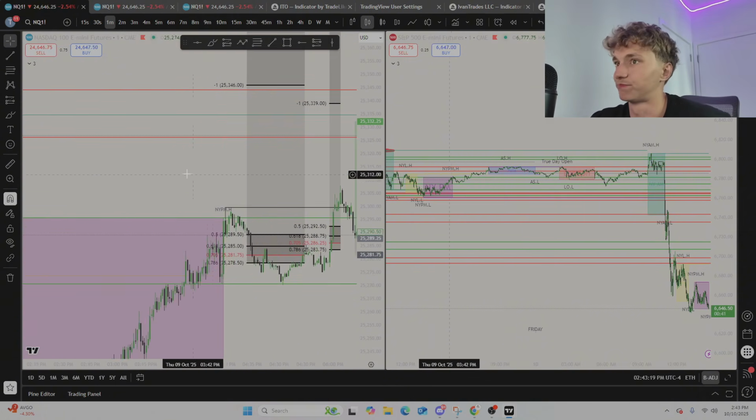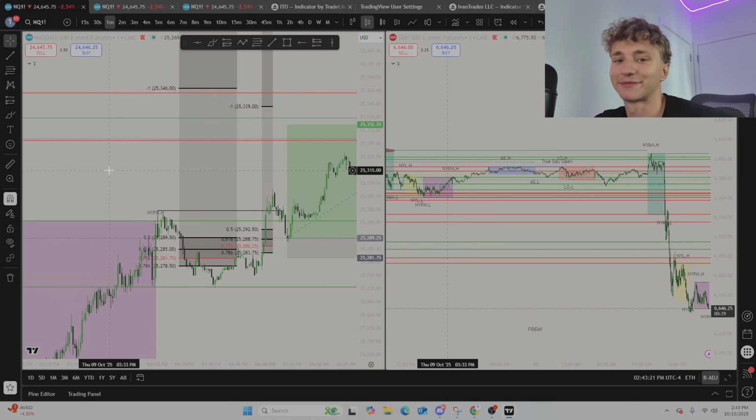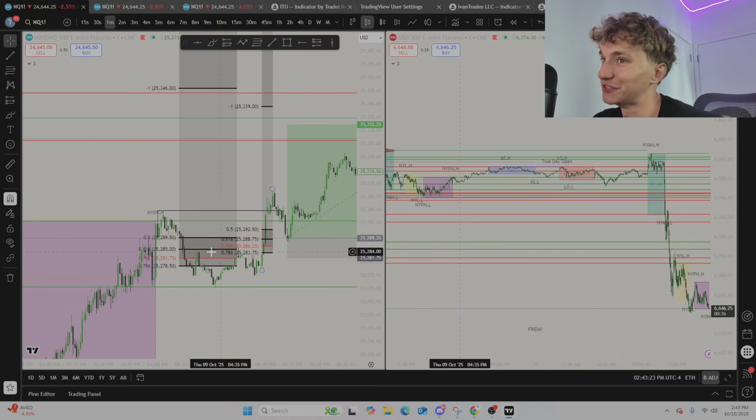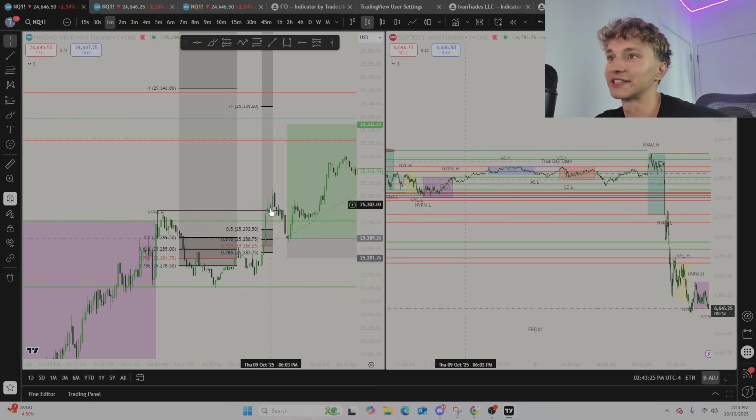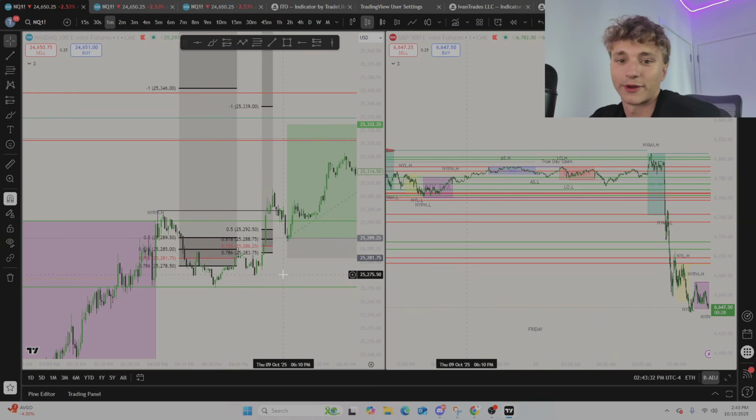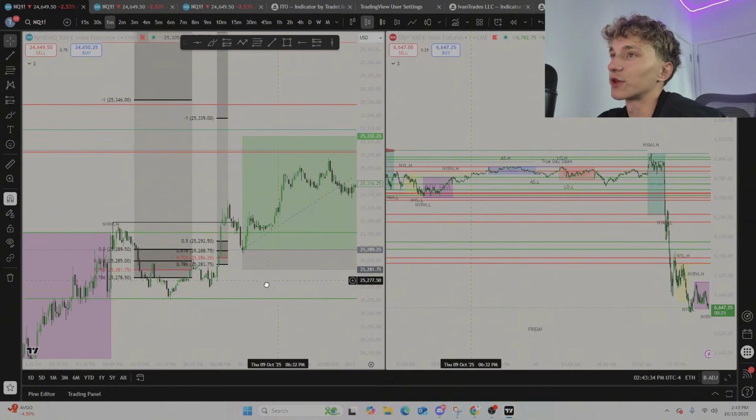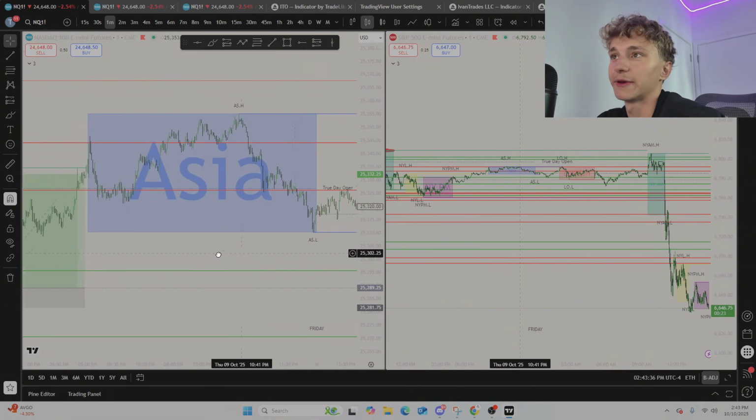I think it's pretty textbook. If you look at it, you have 2 different fib ranges that you could use, this low to this high or this low to this high. You have the fake sweep, you have the 0.5, and you have the 0.618 as well. Great trade overall, and I'm happy I took it.